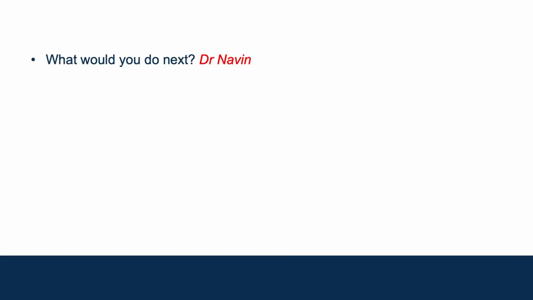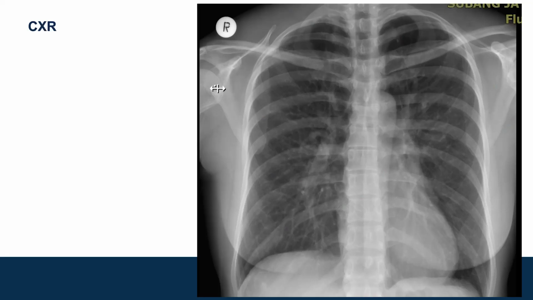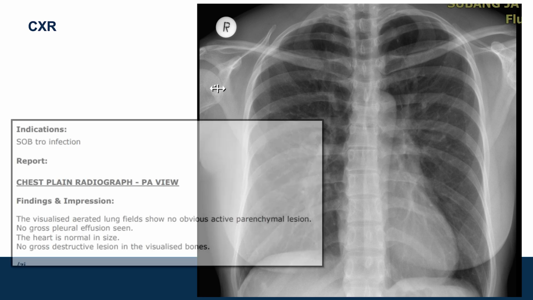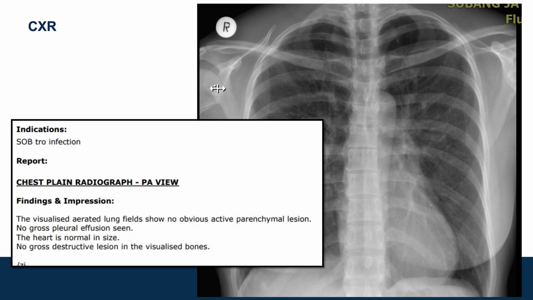So at this point, what would you do, Dr. Naveen, if you were in the same position in the clinic? Her main presenting complaint is shortness of breath, so I'll do a simple chest X-ray and probably an ECG as well. I totally agree. So indeed, we got her a chest X-ray. This is her chest X-ray, and I copied the exact report, which is NAD, NAD, NAD. Everything is normal according to the radiologist, which I totally agree.